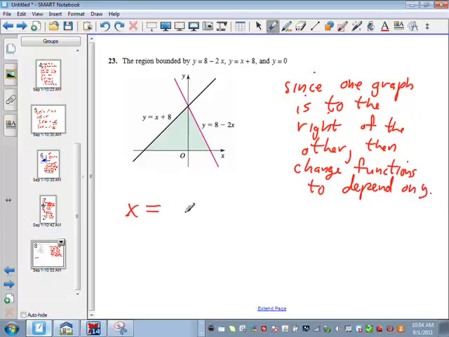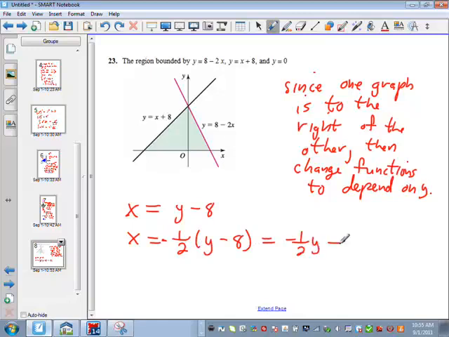x equals y minus 8, and x equals 1/2 times negative 1/2 times y minus 8, and that is minus 1/2 y plus 4. There are some numbers we don't know for y. So y goes from here to here, so we just need to figure out that value there, okay?